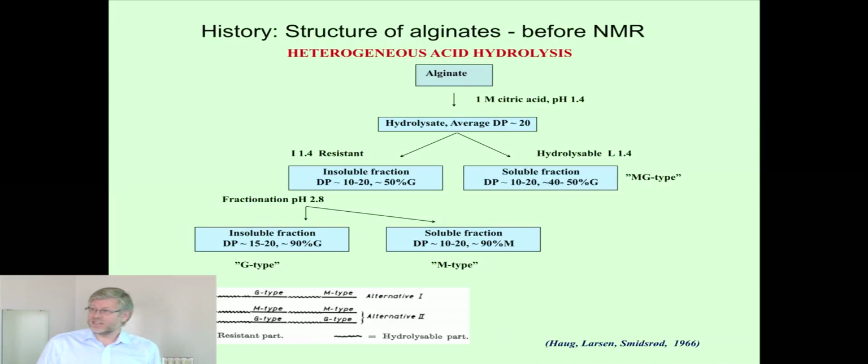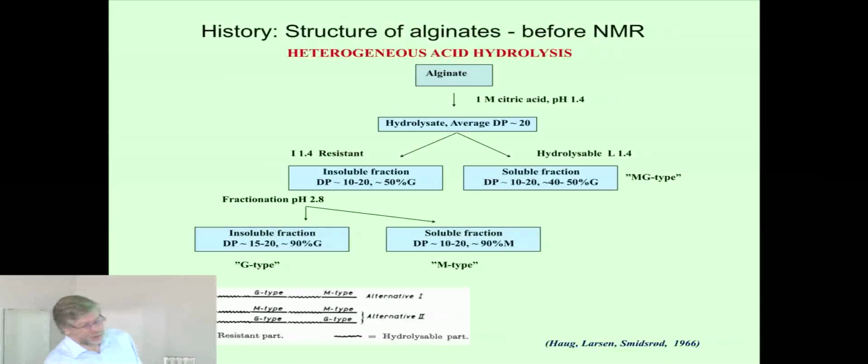In the 1960s, some very elegant chemical experiments were done in Trondheim using heterogeneous acid hydrolysis. So they took the alginate and treated it with citric acid at pH 1.4 and of course heating. In this way the chain was broken into pieces of about 20 dP. dP means degree of polymerization. It is the number of sugars per chain. So they stopped it here and looked at the product.